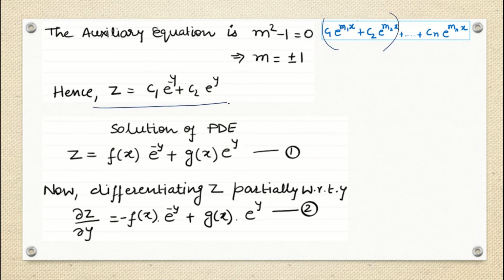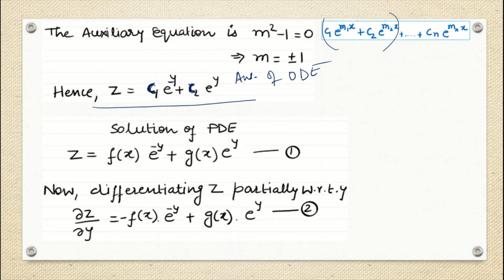Either you write this minus y first or plus y first, there is no problem in that. But this is the solution or answer of the ordinary differential equation. Since we had treated this as an ordinary differential equation, we added the arbitrary constant, correct?